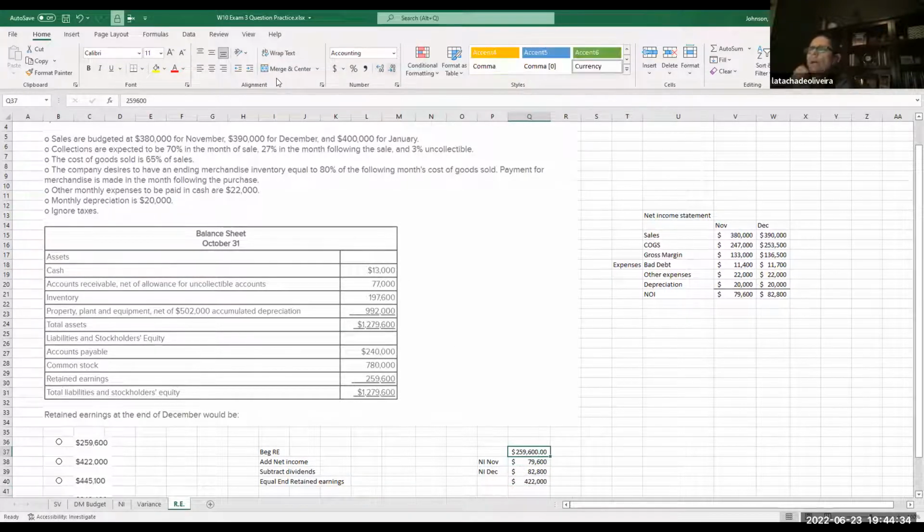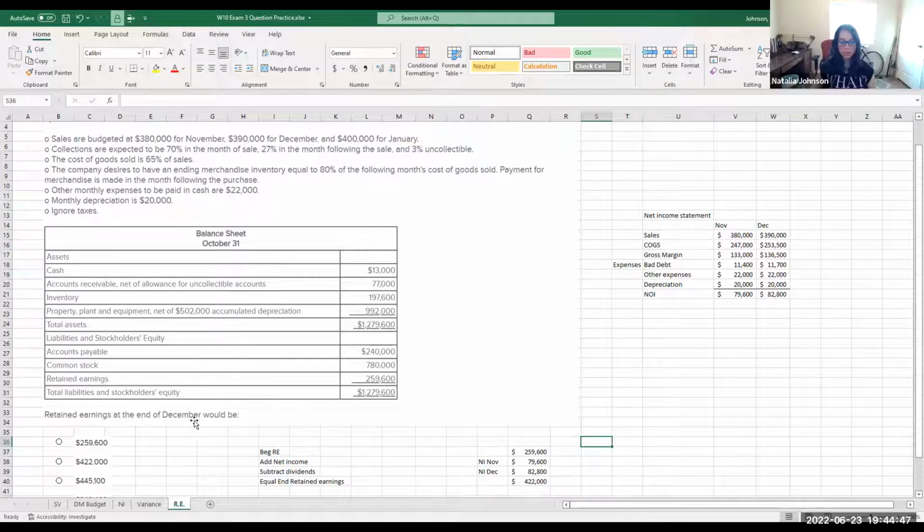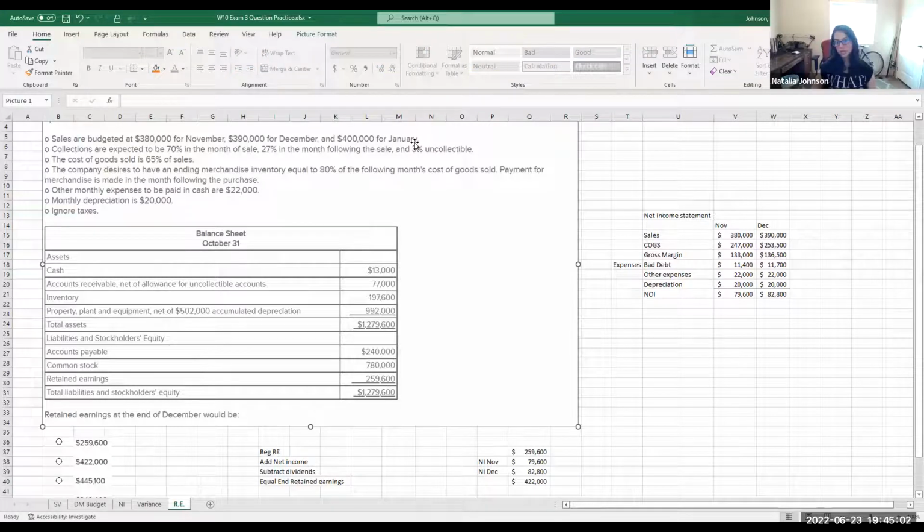So tell me why we would do the 2 months worth of net income again? If I looked at this, why would I know to do November and December and not just December? Maybe I missed that at the beginning. Because they're asking for retained earnings at the end of December, and this balance sheet was from October 31st. So you need to add the whole month of November and the whole month of December. If it's, say, January, you would also have to add the net income for January, so those three incomes.